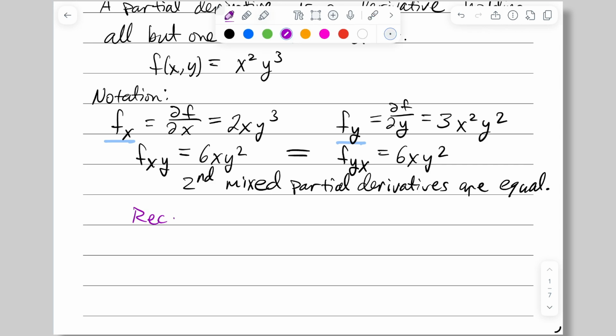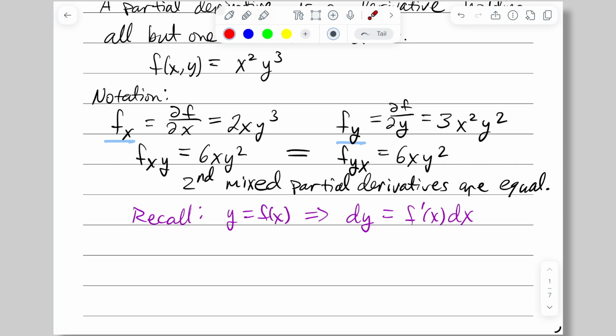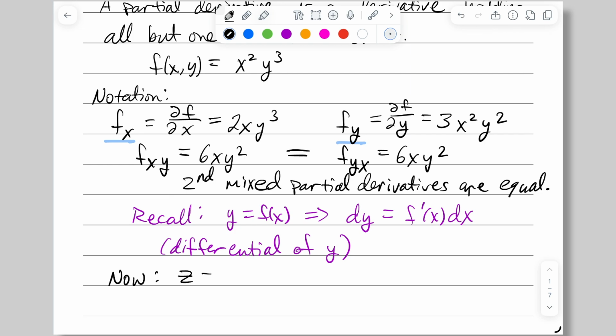Now we're going to step back into calculus a little bit and recall that if y is equal to f of x, then the differential of y, dy, is f prime of x dx. It's basically a rearrangement of the fact that f prime is dy/dx. And this is called the differential of y. If we now consider z to be a function of x and y, then the differential of z, dz, has a similar expression.